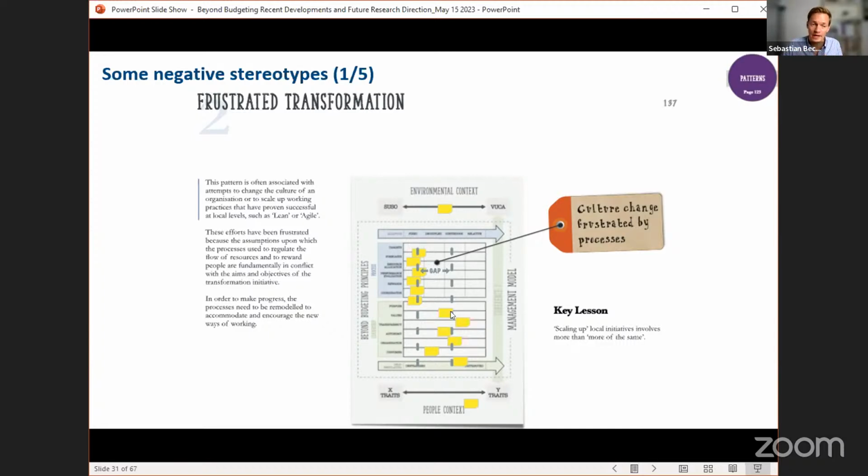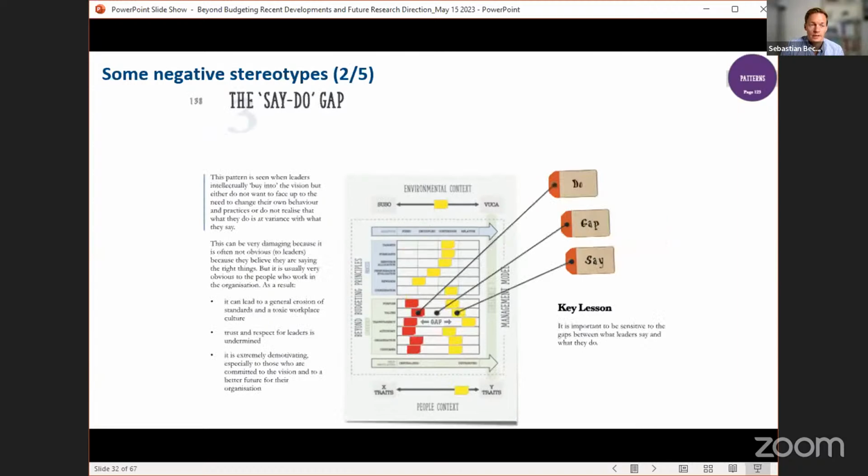You see in the pattern below that the yellow posters are very much towards a distributed way of managing, but nobody actually adjusted the management process up top. That leads to frustration because there's misalignment. So that's one pattern that we see: the frustrated transformation. Another one is the famous say-do gap.